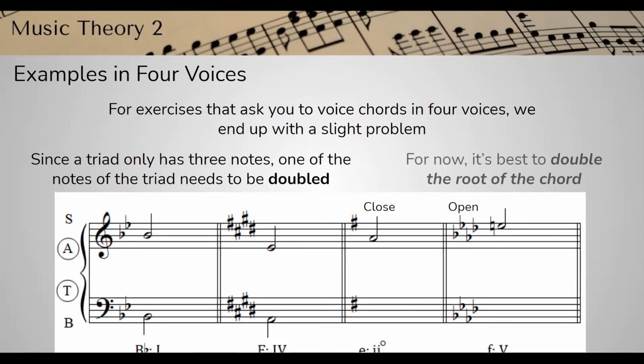Okay. So for now, and there are other rules that will change, of course, because it's music theory, but for now, it's best to double the root of the chord. So whatever the root of the chord is, that's the one you want to double. And that's basically the rule we'll follow for a while. Okay. So let's look at how to do this in 4 voices and keeping that doubling rule in mind.